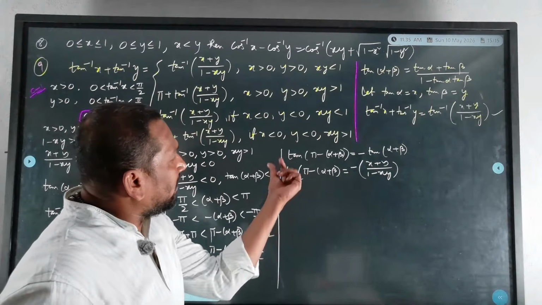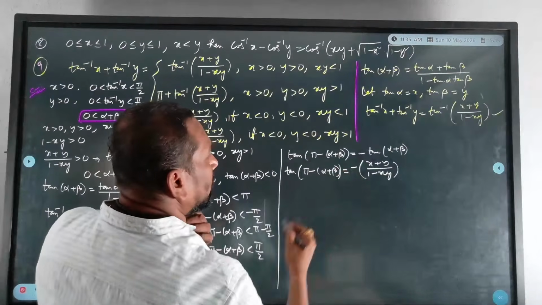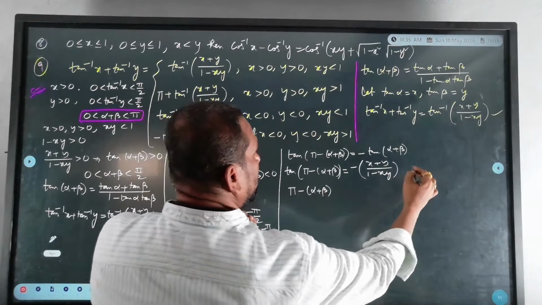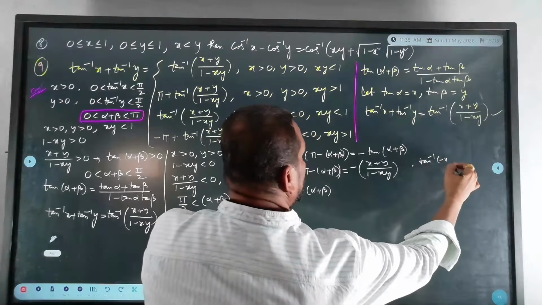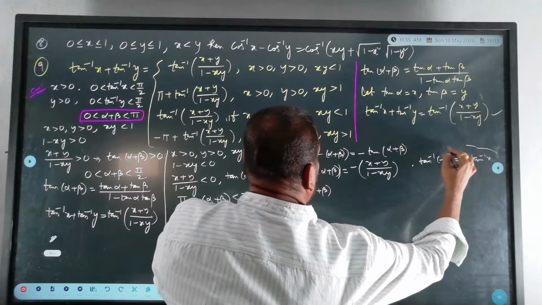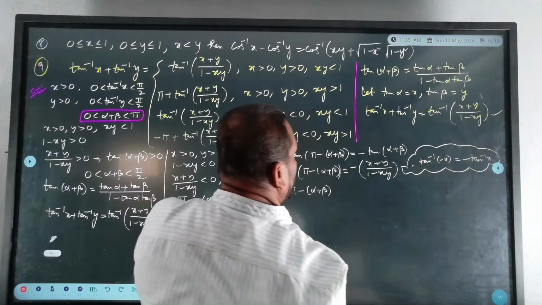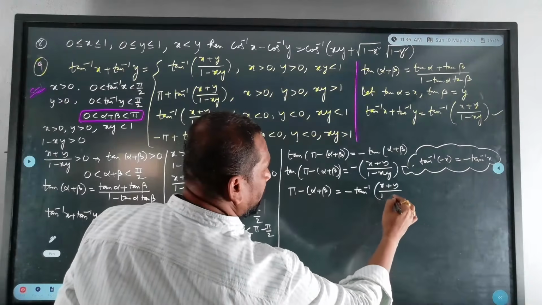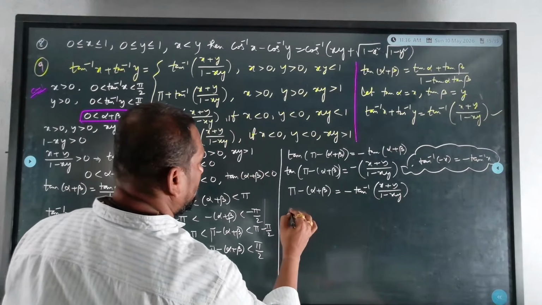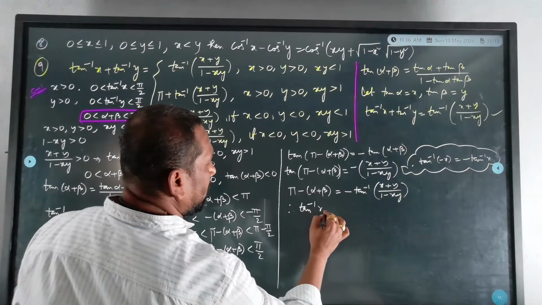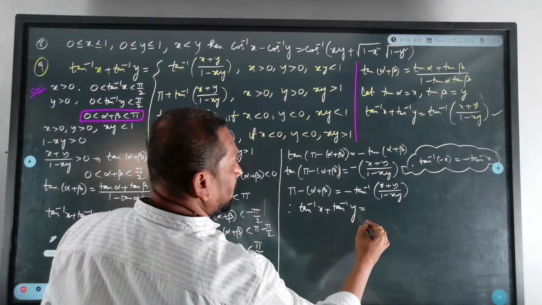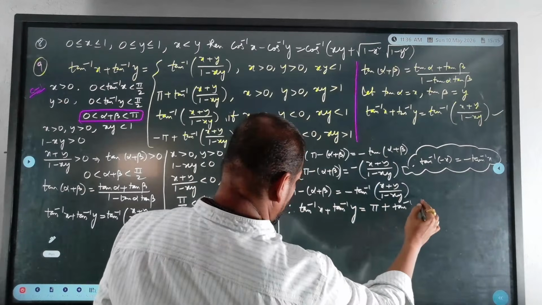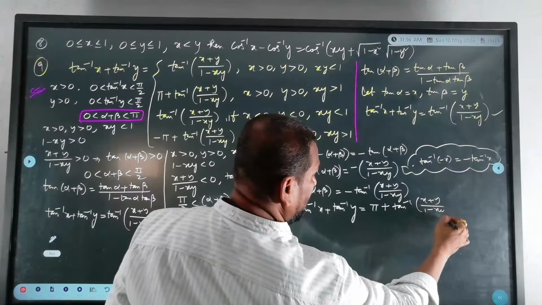Now this minus term goes inside tan inverse, since tan inverse of minus x is equal to minus tan inverse x. So now pi minus of alpha plus beta is equal to minus tan inverse of x plus y by 1 minus xy. Therefore alpha plus beta, tan inverse x plus tan inverse y, is equal to pi plus tan inverse of x plus y by 1 minus xy.